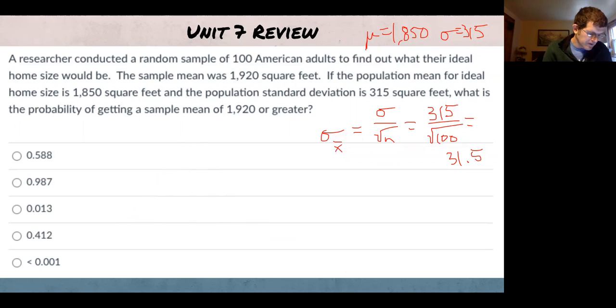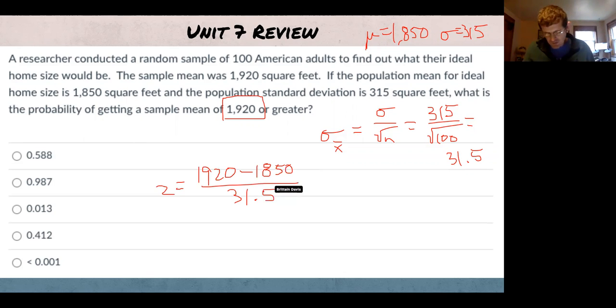So now we can figure this out. This is essentially just one more normal CDF calculation. We have a sample mean of 1,920. How likely is it to get that sample mean or greater? Well, we can figure that out. I can find the z-score of that, which is 1,920, our actual value, minus the mean, which is 1,850, divided by the standard deviation. Here's the sampling distribution standard deviation. All right, we'll just go through the whole problem. You could probably do it from here, but why not?